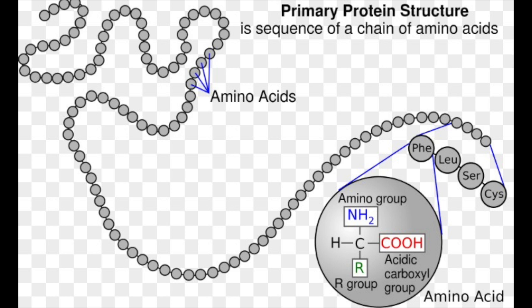As I mentioned prior in the video, amino acids make up proteins. These are organic molecules including the carboxyl group and the amino group. They differ in properties and structure in the R group.